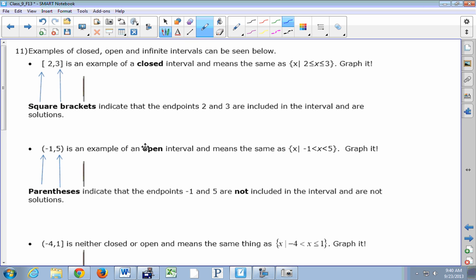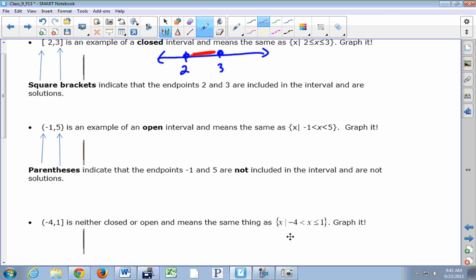So what would this represent? [2, 3] with the brackets. It's not just 2 and 3. You fill in the 2 and 3, and it's all the numbers in between. Remember, we now know numbers other than integers. So that's an infinite solution set. There's an infinite number of numbers between 2 and 3. So it's not just 2 and 3. Okay? So the square brackets tell us that.